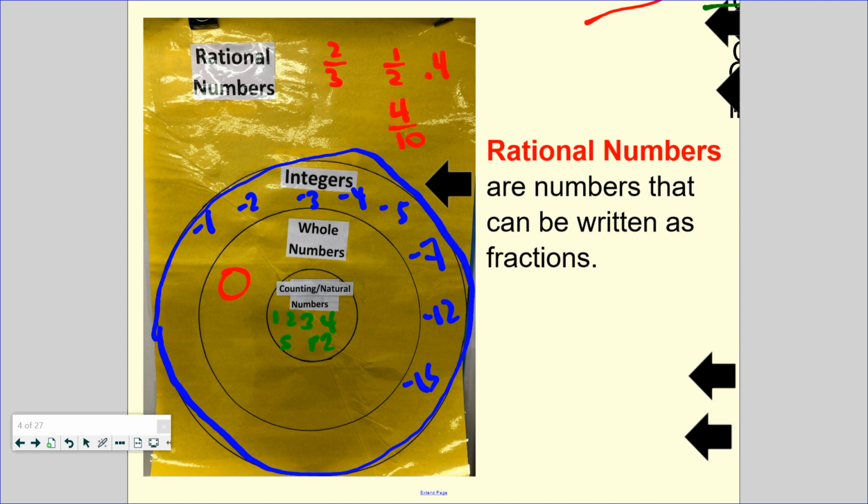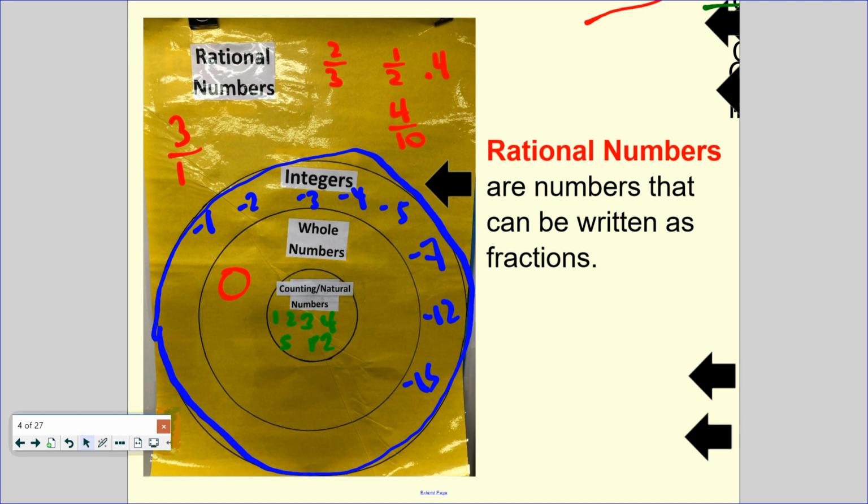Can the number 3 be written as a fraction? Can it be a rational number? Can it be written as a fraction? Yes, it can. What's the improper fraction of 3 divided by 1? That's 3.